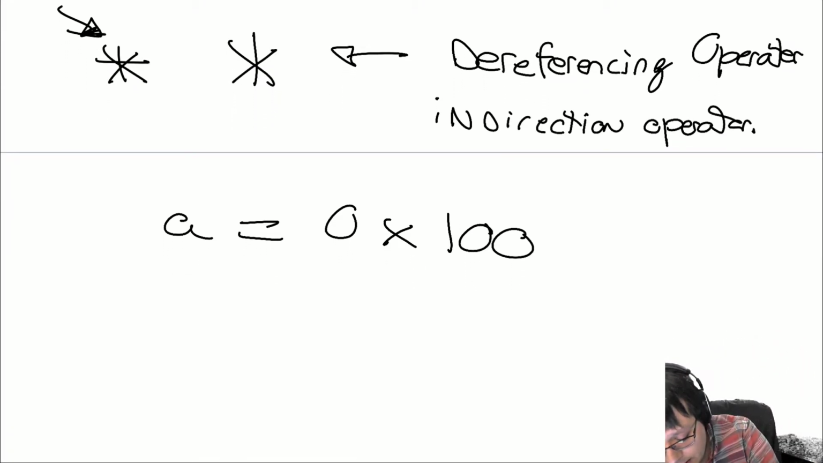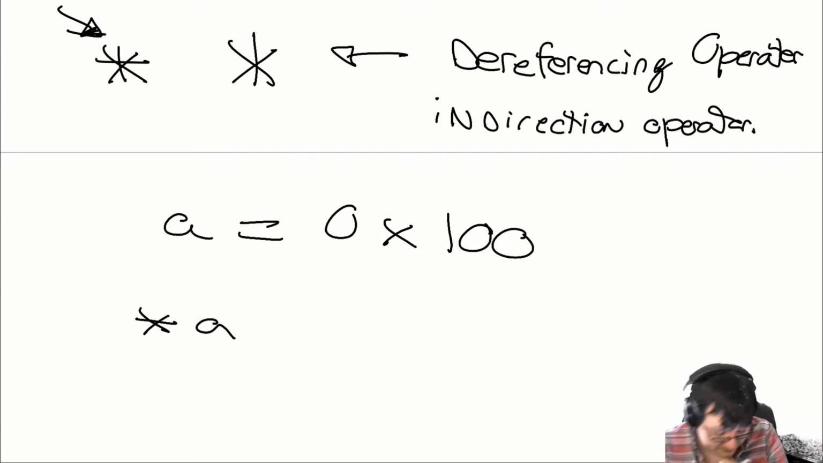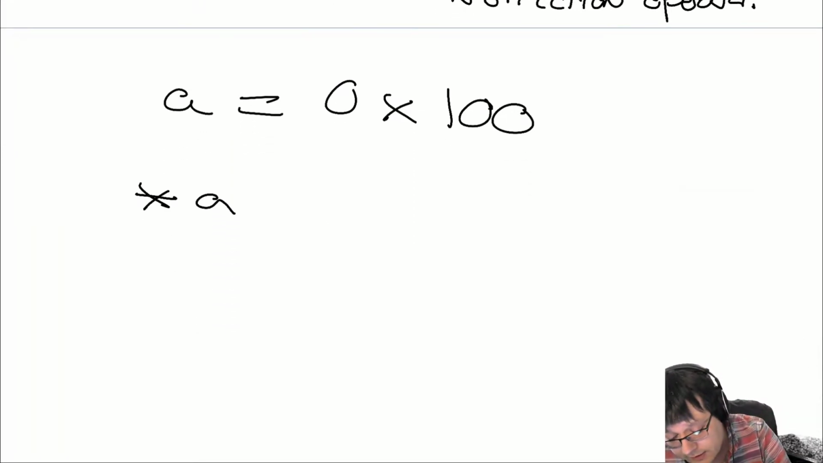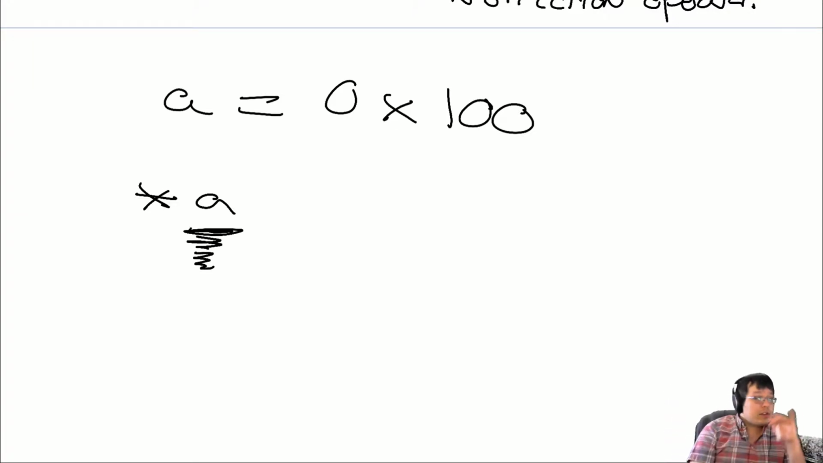If I go ahead and say asterisk A in my program, I'm going to try to access whatever is stored in address 100 and try to print that out. Okay?